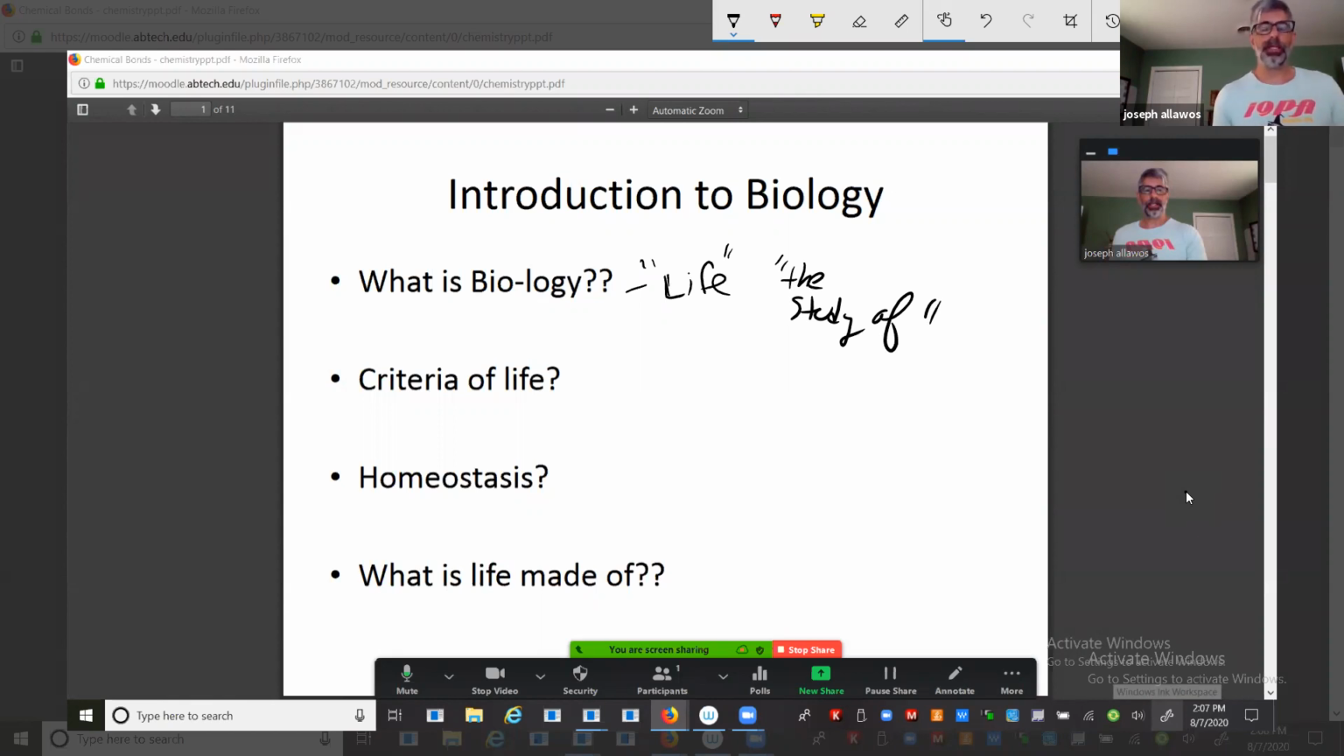Now, one of the things to think about, if we're studying life, well, what is life? What makes something alive and something not alive? That's the question, okay? And so there are certain criteria that we use to define living things. And so we're going to spend a second then talking about the criteria of life.